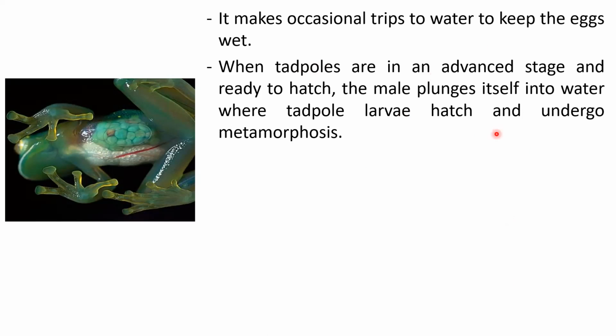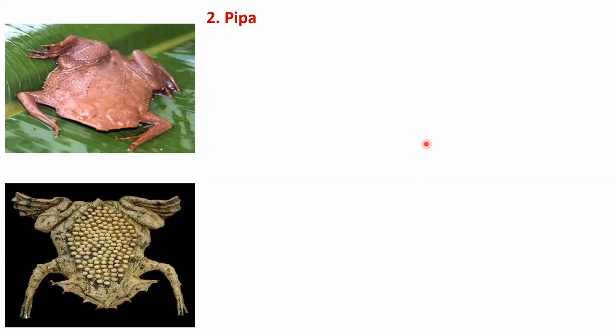And when the eggs get fertilized and are ready to hatch, the males enter the water, and the hatchlings that come out of the eggs undergo the process of metamorphosis, meaning the developing process of the tadpoles of the frog. It is called metamorphosis. There in the aquatic region the development process takes place. Then these frogs, the Alytes type of frogs, are found in France and Italy.